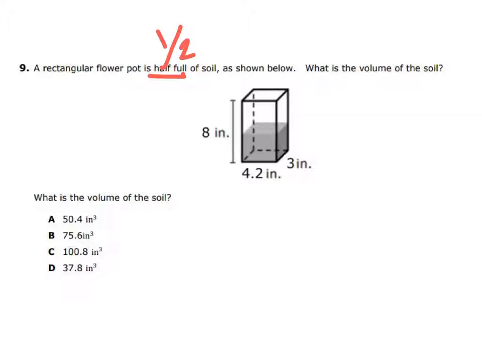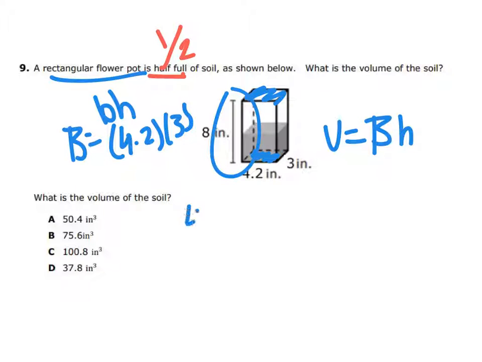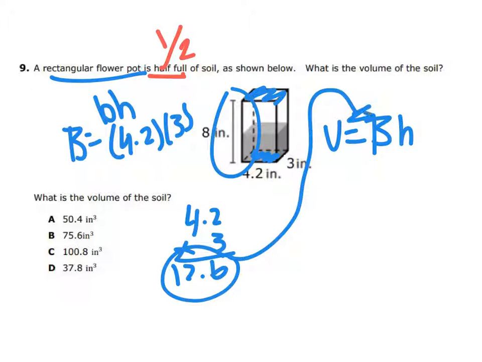I know this is a prism. A rectangular flower pot, it's a shape of a prism because we don't have one point. We have two bases. And then I have a height between the two bases. So I'm going to use the formula V equals capital B H. So I got to find the area of the base, because that's capital B, and that's going to be base times height. So I'm going to say 4.2 times 3. Well, that gives me, and I do that math, I get 12.6. So I'm able to plug that in over here for B.